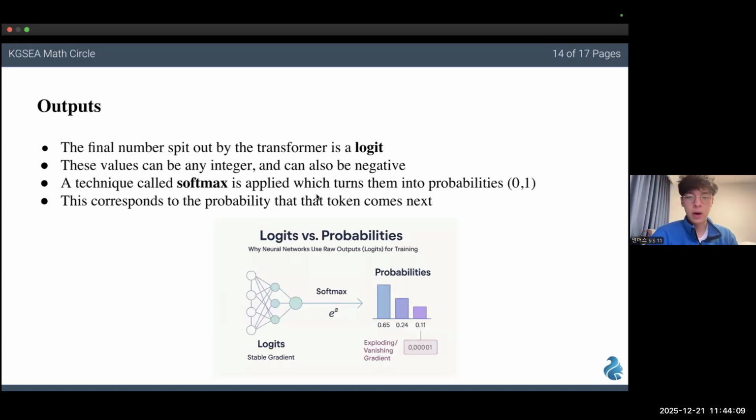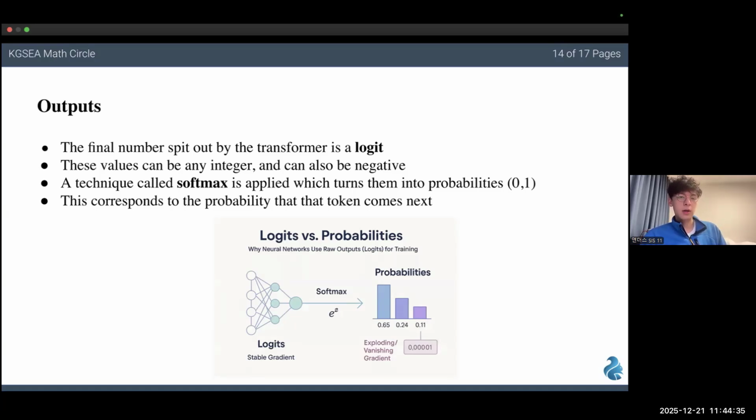So now let's look at the output step. Once we have all the attention matrices, this final value, I'll just describe it as a number, is called a logit. These values can be any integer, any negative integer, but we want a probability distribution, right? We want to be able to predict with a certain probability that this token is going to come next.